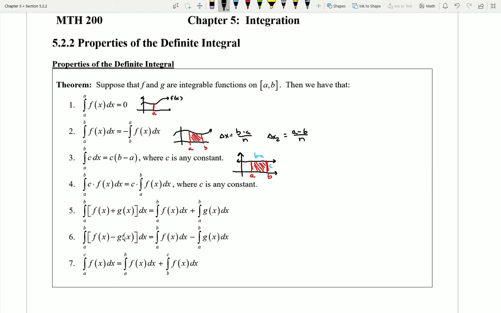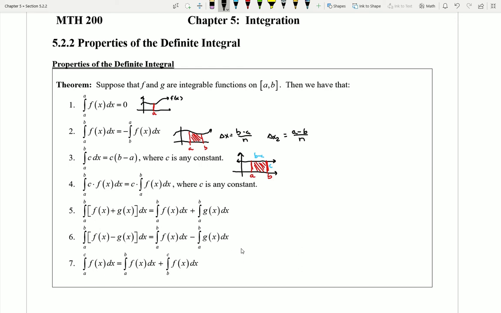Number 5 and number 6 are also fairly easy to remember because they also look like some derivative rules as well as some limit rules that we've been working with this semester. If I'm trying to integrate the function f plus g, I can separate that integral into two separate integrals, finding the area under the first curve and then finding the area under the second curve. And I can do the same thing with subtraction.